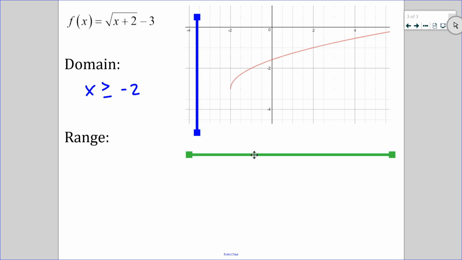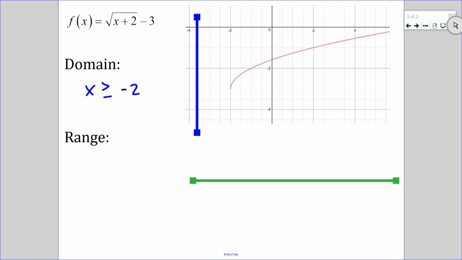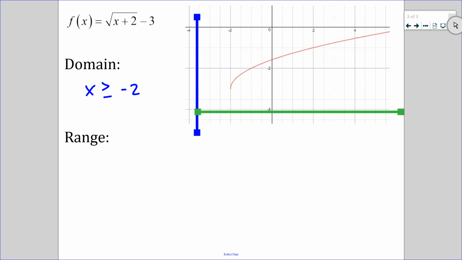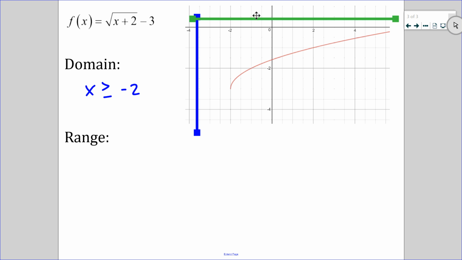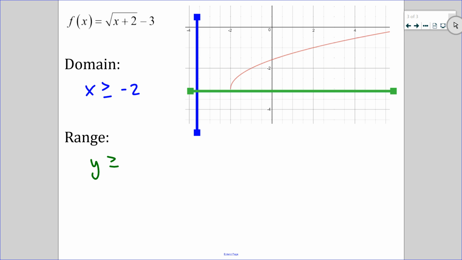I switch my scanner for range to go from bottom to top. In this case, it would beep anytime it's still on the graph. Beep, beep, beep, and even up here. This is where domain and range can be a little tough, because we have to think infinitely. This is going to keep going over to the right in positive x's, and it's just going to keep creeping up in the y's, but eventually that y value will be made. So my range for this one is all the y's that are greater than or equal to the first value where it starts beeping.